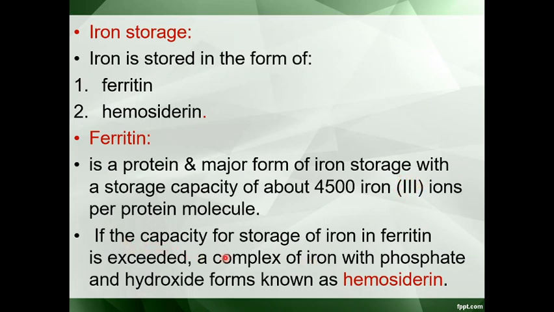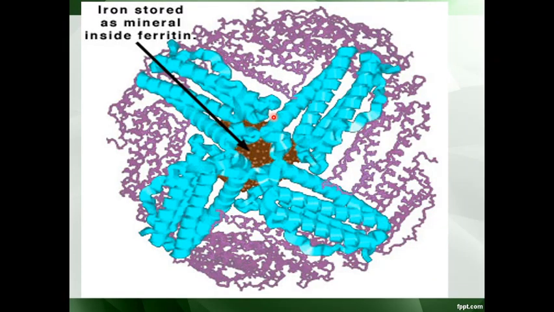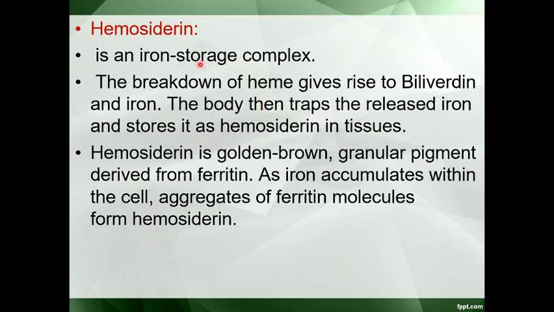If the capacity for storage of iron in ferritin is exceeded, a complex of iron with phosphate and hydroxide is formed, which is known as hemosiderin. So, in short, what is hemosiderin? Hemosiderin is the collective form of ferritin. Ferritin combined together forms hemosiderin. Here you can see the ferritin, and here you can see the iron inside the ferritin. Hemosiderin is an iron storage complex.